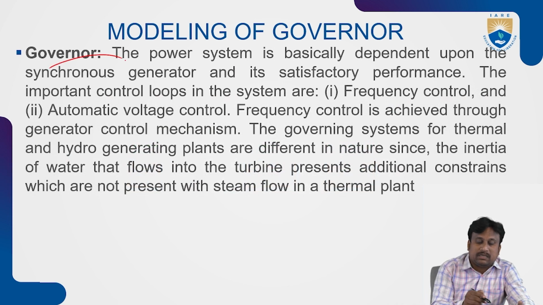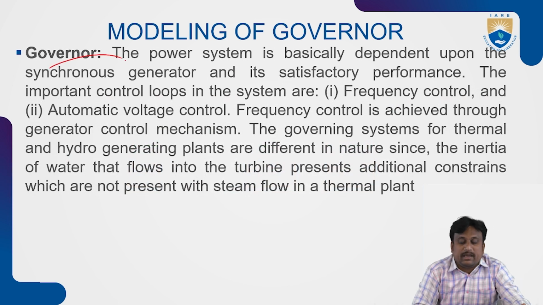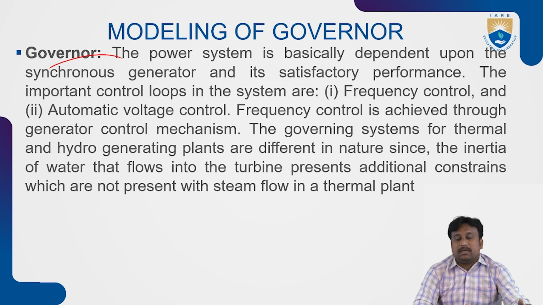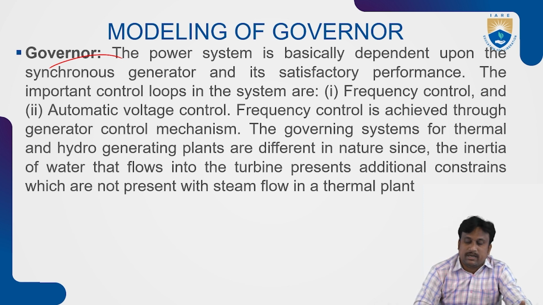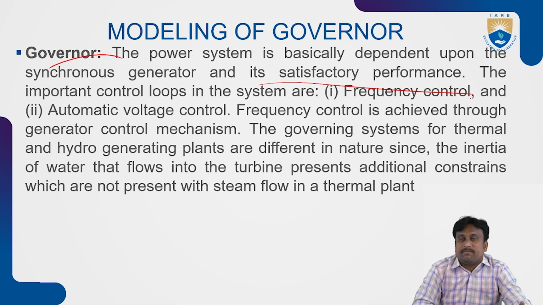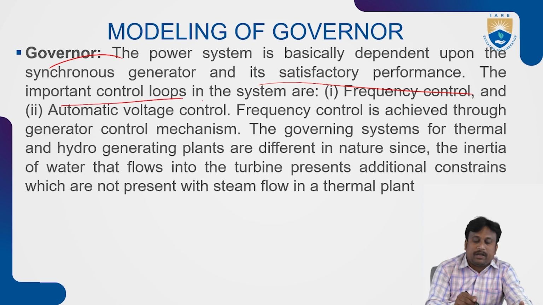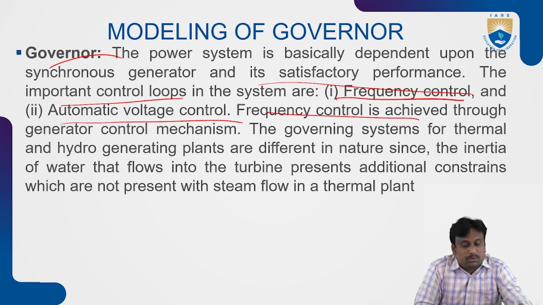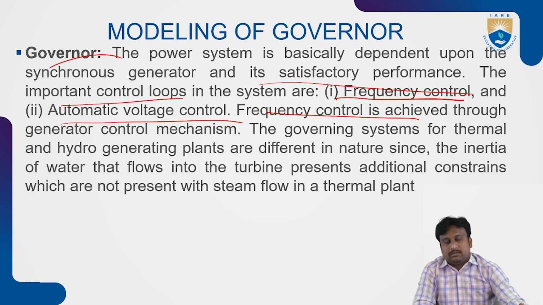Coming to the governor mechanism, the power system network depends upon the synchronous generator, or we may call it the alternator, and its satisfactory performance. The important control loops in the system are frequency control and automatic voltage control. Frequency control is achieved through the generator control mechanism.